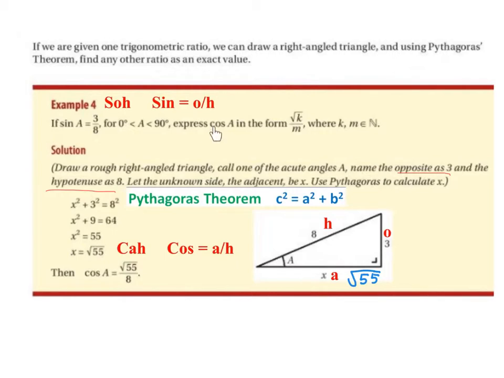So we were asked to express cos of A in the form of root k over m, where k and m are elements of the natural number set. So CAH comes from cos, and it stands for cos is equal to A over H, where A is the adjacent and H is the hypotenuse. So cos of A is going to be the adjacent, which we got to be root 55, over the hypotenuse, which we already had as 8. So cos of A equals root 55 over 8. So we've expressed cos of A in the form of root k over m.